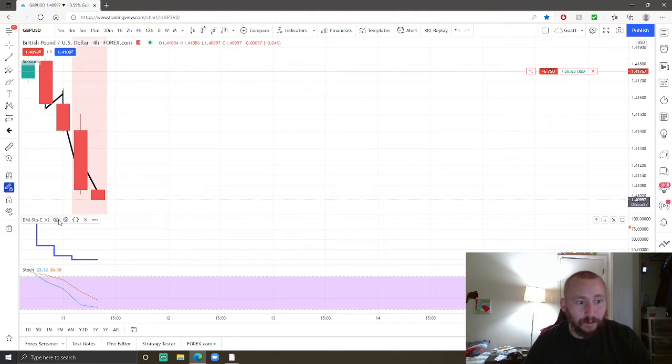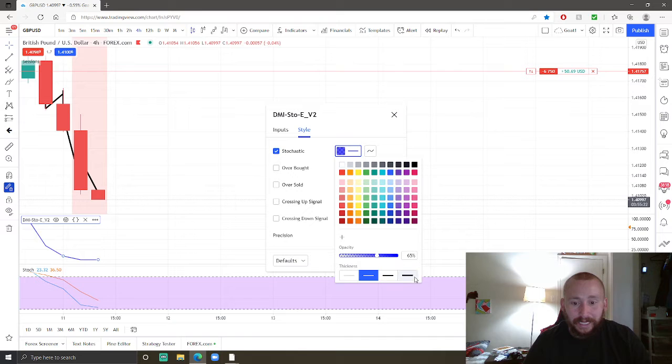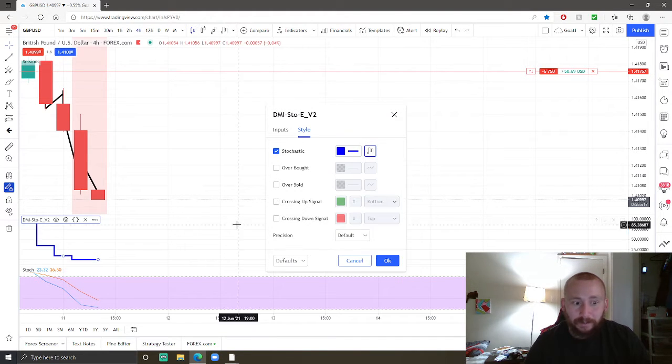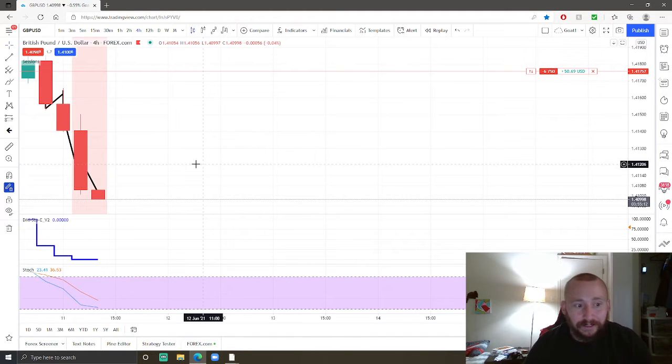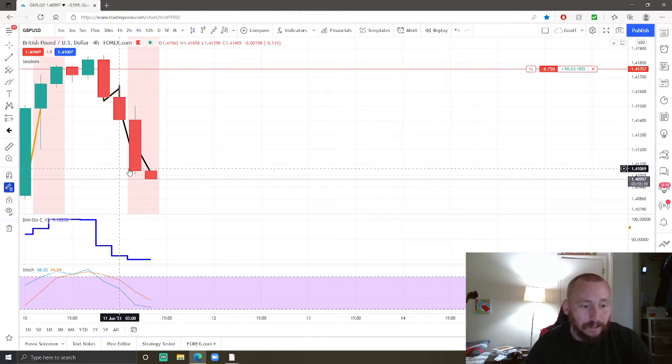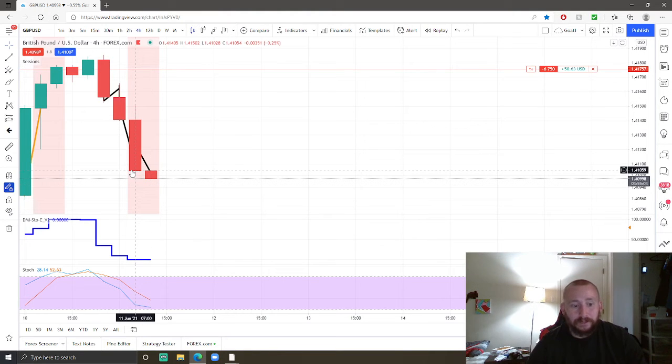So once we get that open, we'll make a little bit of edit changes. So I'll get this into the defaults, reset settings. What I'll do is I'll uncheck these boxes right here, leave the stochastic. I will make this stochastic the biggest line, opacity at 100%, step line, right? So really, the simplification of how this indicator works is if it's lower than it previously was, we're in a downtrend. If it's higher than the previous candle, it's in an uptrend.